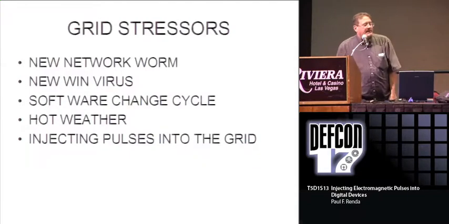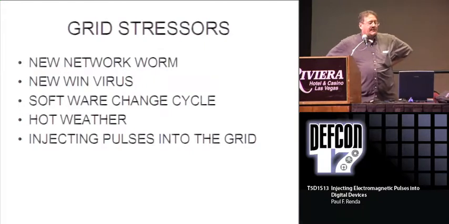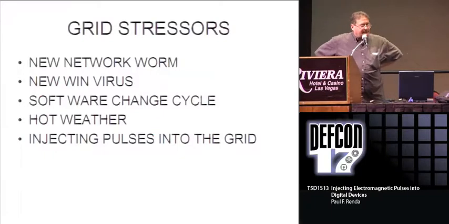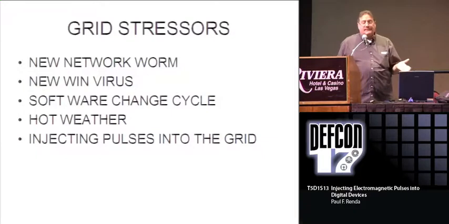Grid stresses. The grid actually has a number of stresses. A new network worm could be a stress for the grid. New Windows viruses. The Microsoft change cycle. Hot weather. Injecting pulses into the grid. The time of day, 5 p.m., is a good time for the grid to have a power blackout. Winter, summer, that again is a high stressor for the grid.